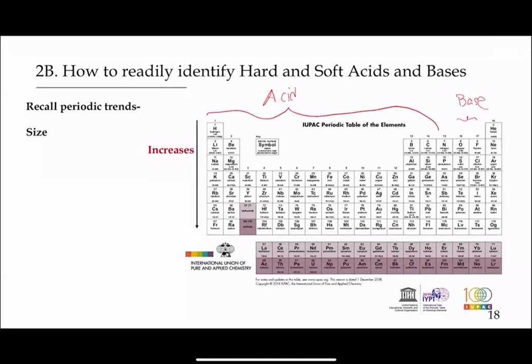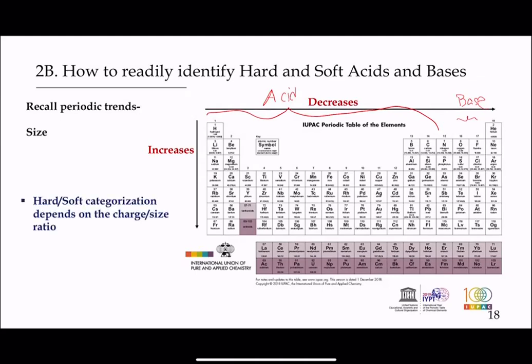But then how do we start thinking about things in terms of hard and soft? So then we start pulling from other properties. For instance, the size of the elements gets bigger as we go from the top to the bottom in the periodic table, and also decreases as we go from left to right. Because remember, one of the implicit properties is charge to size ratio. So you can get a sense of where you're going to find these things based on the size and the capability of becoming cationic or anionic.